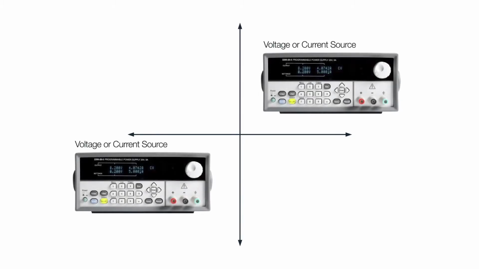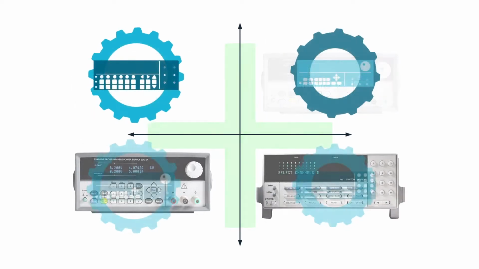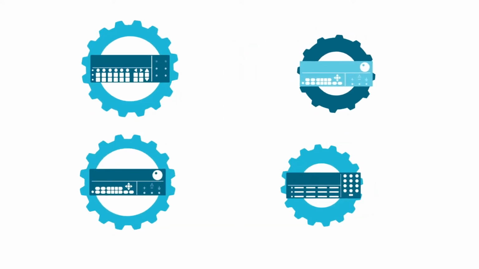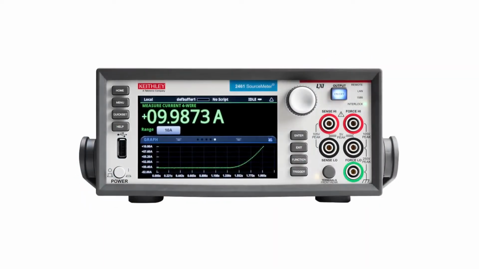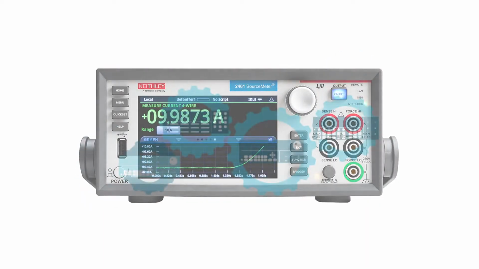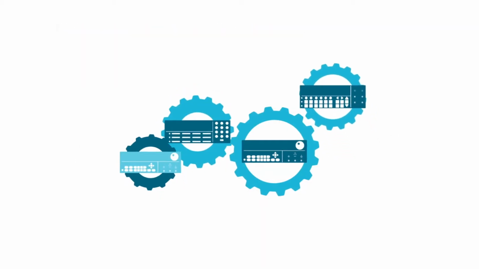voltage or current sources, plus a DMM, plus a switch, plus a laptop. That adds up to a total of four different instruments that need to sync up and work together. Or you could use just one SMU. So you could say that one SMU is equal to four instruments. But in fact, an SMU is actually greater than that.